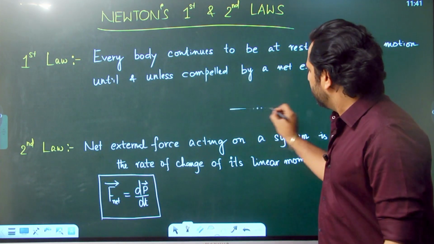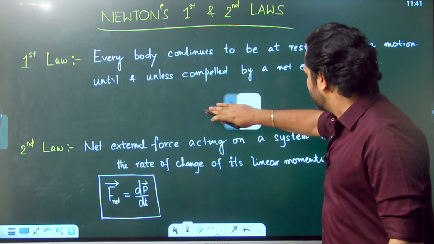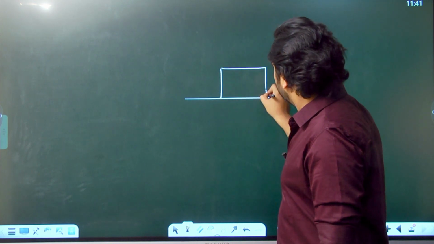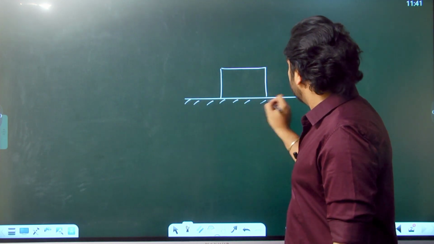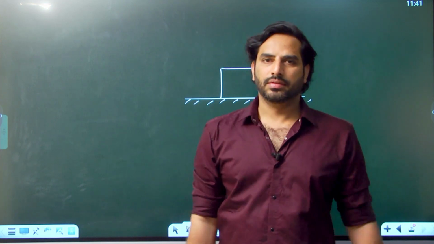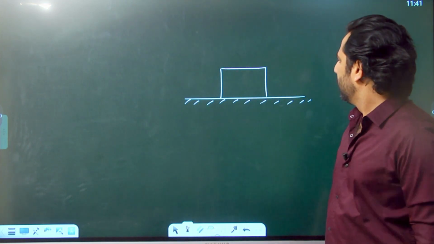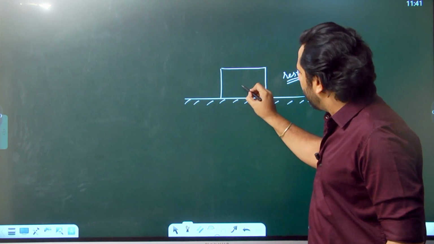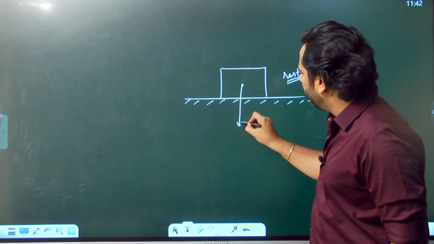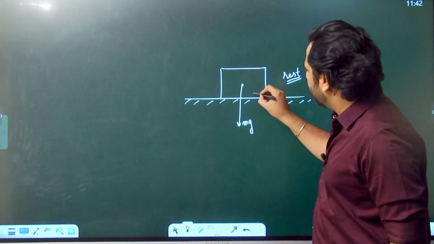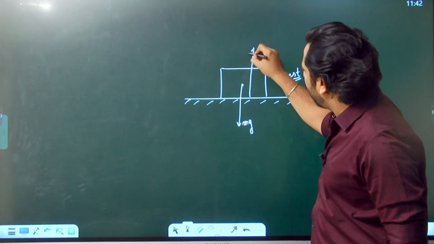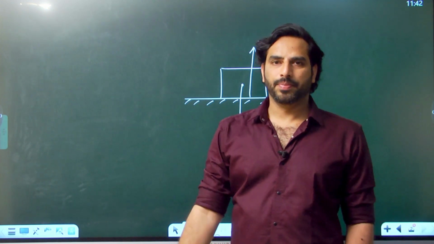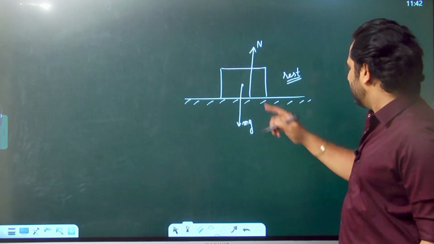Suppose there is a body which is at rest. Let us go to the next slide. Suppose there is a body which is placed on the ground and it is at rest. There is no motion. It doesn't mean that there are no forces acting on it. Still there are two forces acting on it. One is its own weight mg acting downwards, and the other one is the normal force exerted by the surface on the body.